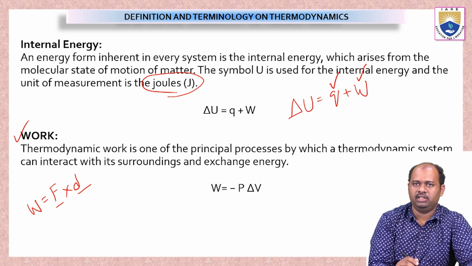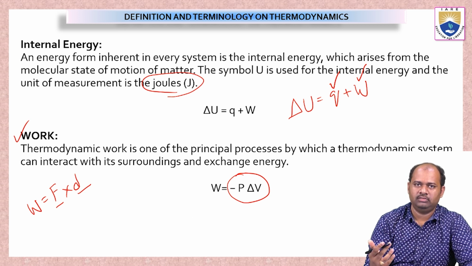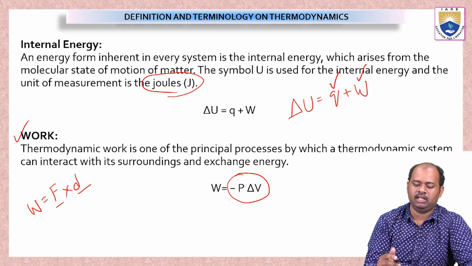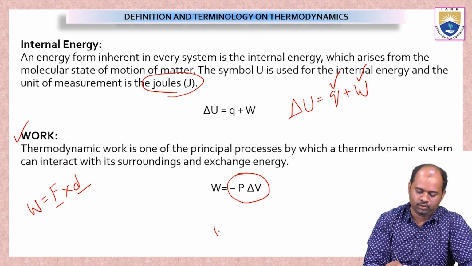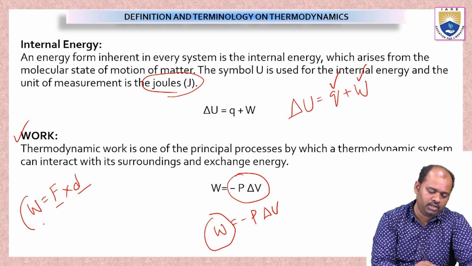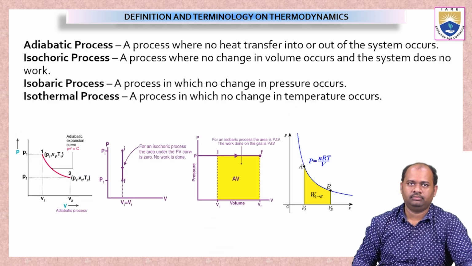Whereas in thermodynamics, the definition of work done is different. Here we calculate the work done with the formula minus P into delta V, where we apply some pressure on a system and the volume changes. The change in volume is represented with delta V, and the pressure is taken as negative because we are applying pressure on the system. So W is equal to minus P into delta V. This is the work done in the sense of thermodynamics. The earlier one is work done in the sense of mechanical engineering, that is, solid mechanics.